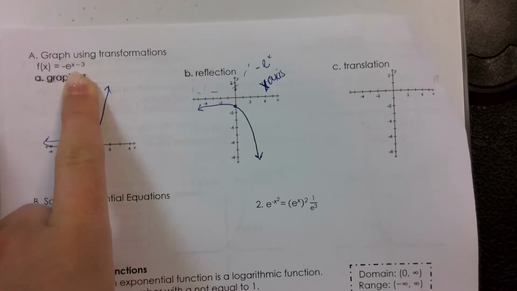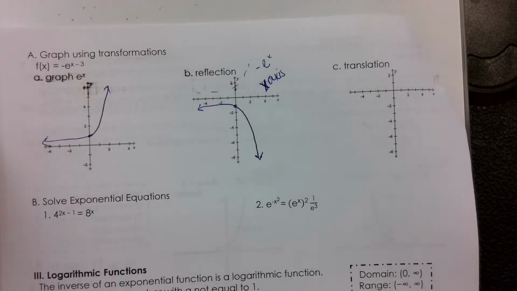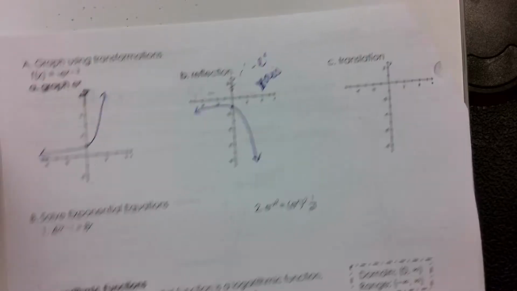I'm going to write this off the side. That negative e to the x is x-axis.